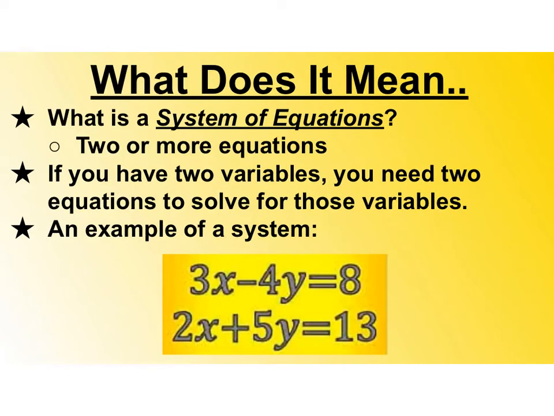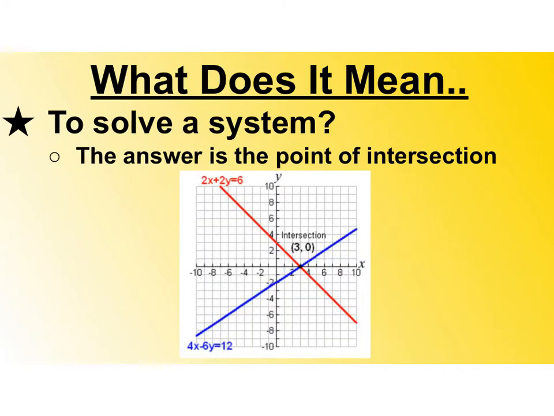So what does it mean? What is a system of equations? It's 2 or more equations. If you have 2 variables, you need 2 equations to solve for those variables. This is an example of what a system looks like. What does it mean to solve a system? Well, once you graph them, if they intersect, the answer is that point.